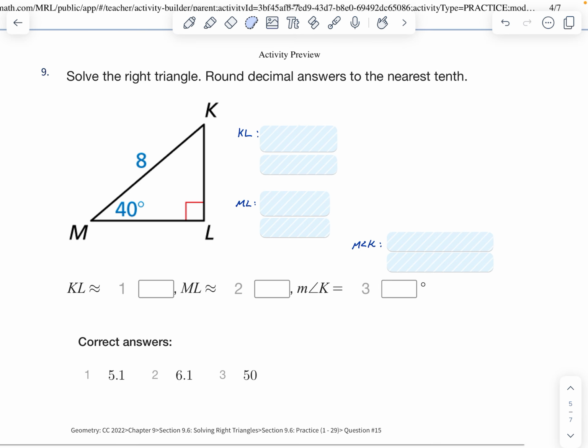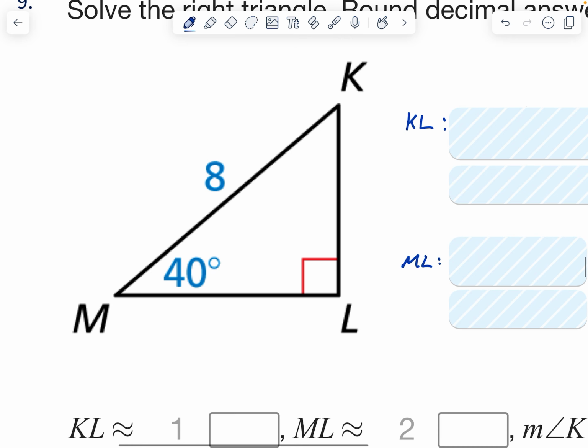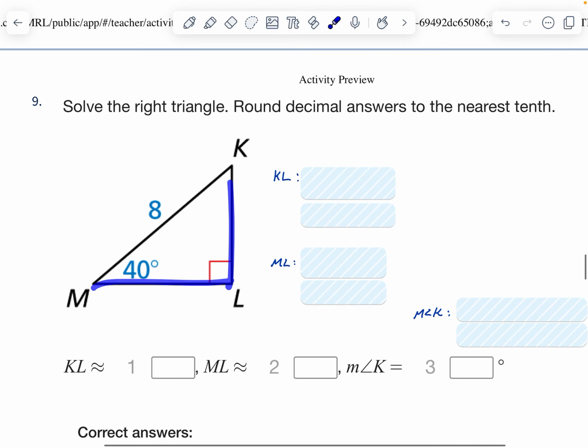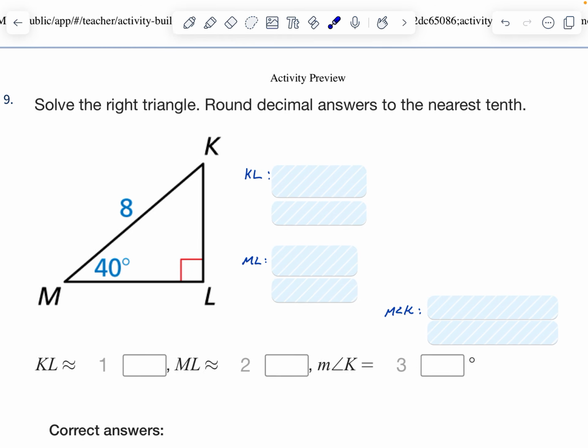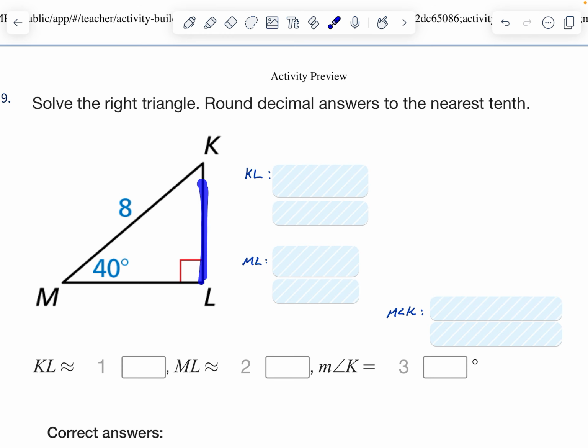Different type of problem here, where yes, we're still solving the right triangle, but we now have two of the angles, and we're missing two sides. This is when we're going to need to rely on basic trig over inverse trig. Let's look at KL first. To find the length of KL, KL is my opposite side, and I know the length of my hypotenuse.